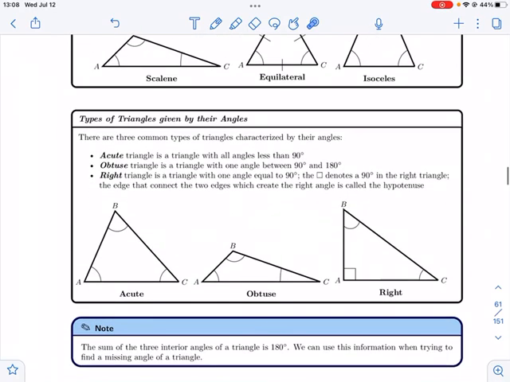Now, types of triangles given by their angles. This is called an acute triangle because all angles are acute angles, less than 90. This is called an obtuse triangle because it has one angle that's larger than 90. This one is called a right angle triangle because it has one angle that's equal to 90 degrees.